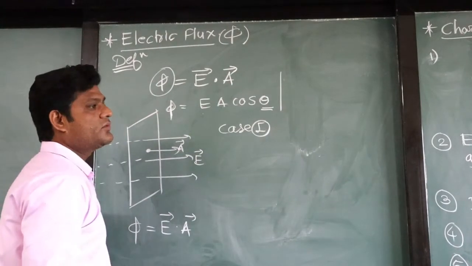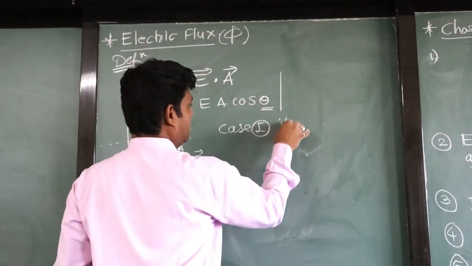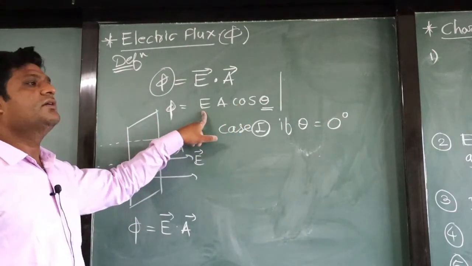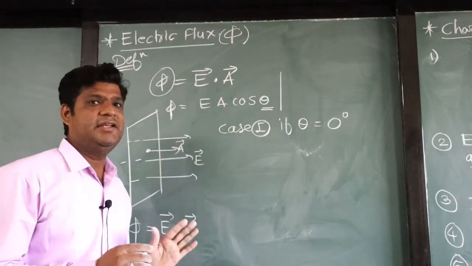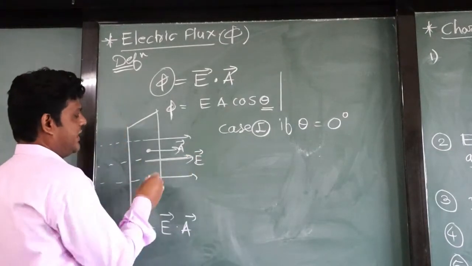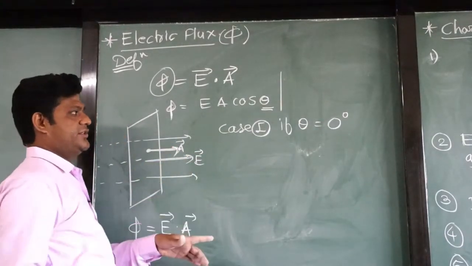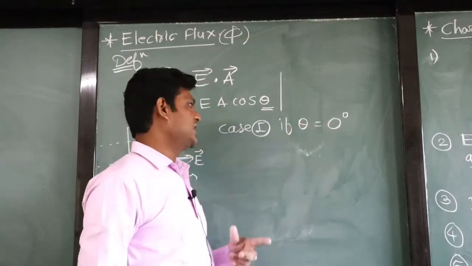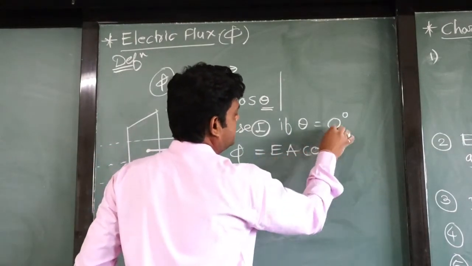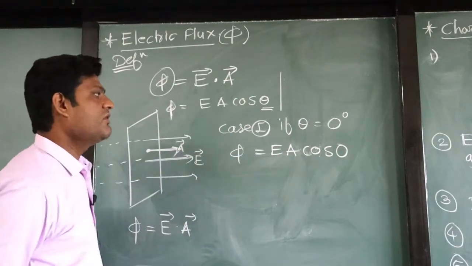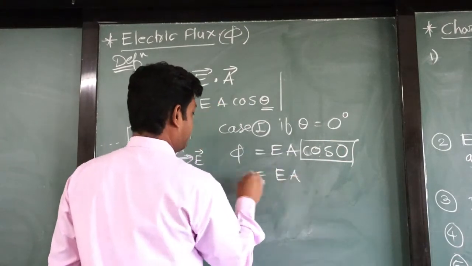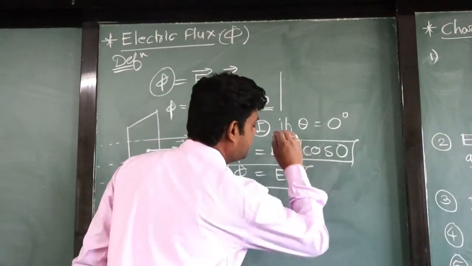Case 1: if theta equal to 0 degree, it means the electric field vector and the area vector are in the same direction. See, this is E and this is A, both in the same direction, so theta equal to 0. So what is the flux? Flux equal to E A cos 0. Sin 0 is 0, cos 0 is 1. So cos 0 becomes 1, and we write E into A. So flux will be maximum, E into A.